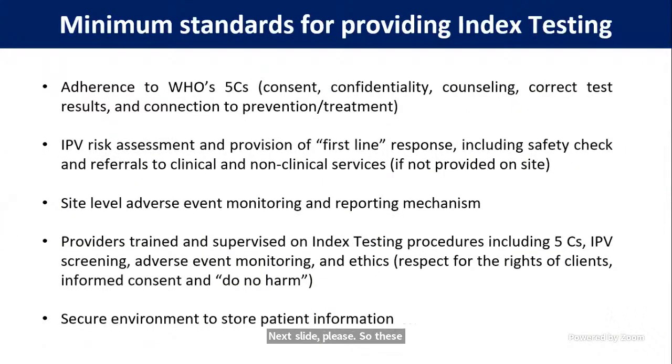So these are the minimum standards. As we discussed, whosoever is providing index testing, make sure the 5 C's, that is consent, confidentiality, counseling, correct test result, and connection to prevention and treatment services, are adhered to. IPV risk assessment should be done, and if someone reports intimate partner violence, first line response should be provided. After everything is done, reach out again to ensure whether some adverse event happened or not. If there was an adverse event, then the appropriate services need to be provided.